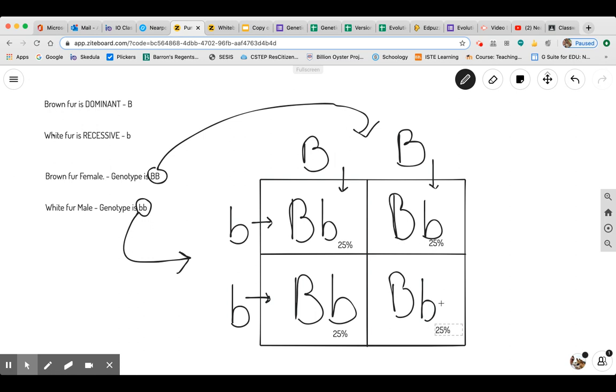So let's look at the first box right here in the upper left-hand corner. You have an uppercase B and a lowercase b. That means that this uppercase B dominates over the lowercase b, and it will show this trait. So let's go back up over here and look. Brown fur is dominant, represented by an uppercase B. That means over here, all you're going to see is brown fur.